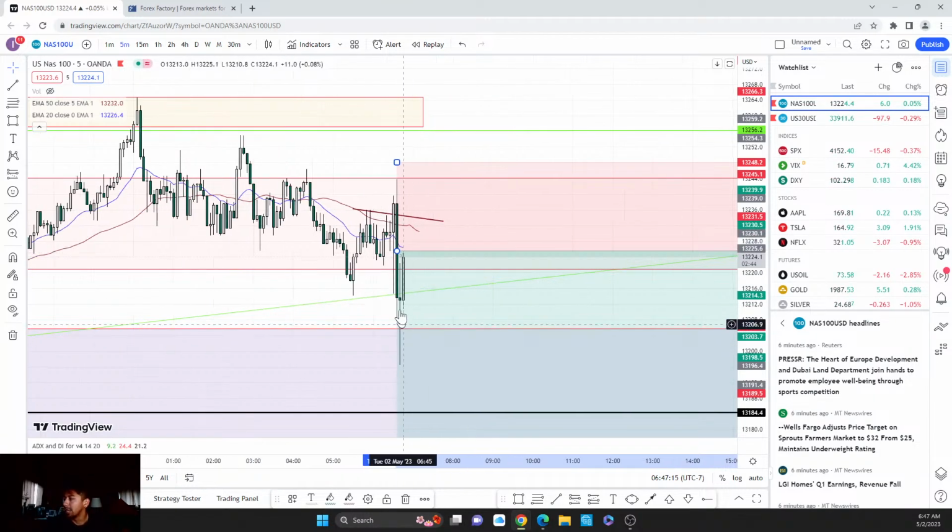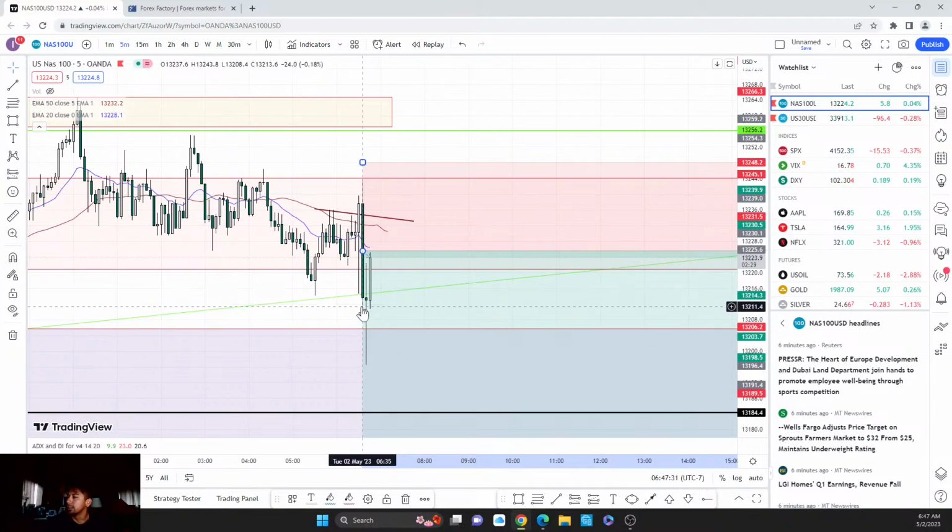But not even gonna lie, this rejection candle right here is kind of giving me cause to pause, just because, what do you call it? Can't think of the name. It's not a hammer, but you can see a clear rejection right here.